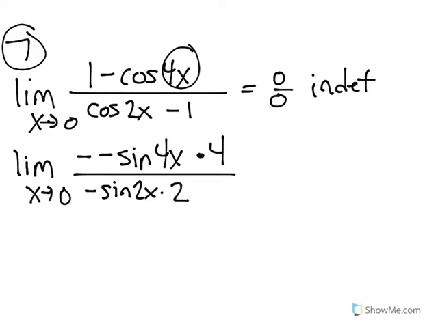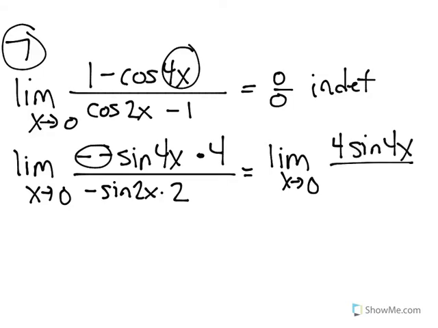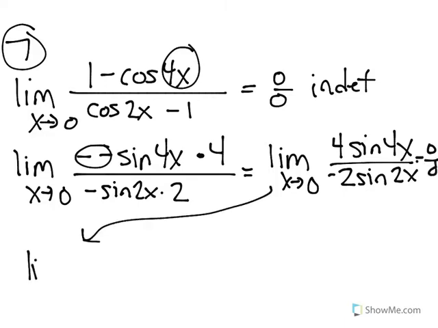And I'm just going to simplify this. So x approaches 0. So the sine of this becomes positive, and it's 4 sine 4x over negative 2 sine 2x. If I fill in 0, the sine of 0 is 0. I get 0 over 0 once again. So I'm going to L'Hopital it one more time. That usually is enough to get the answer.